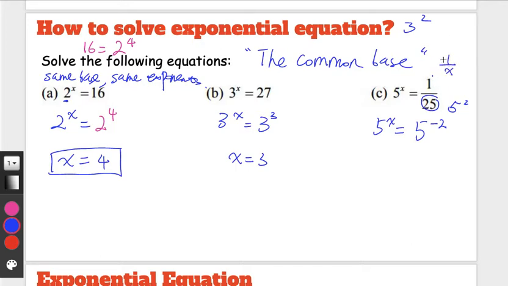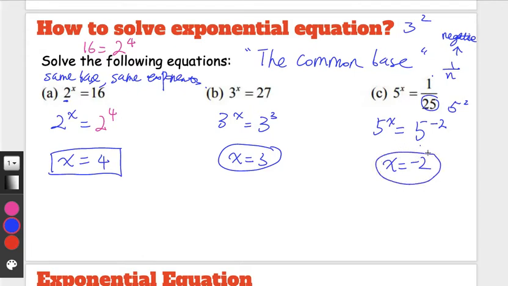So for 1 over something, probably it's not a good idea to use x since our x is the exponent. So let's see, 1 over some number. This one, you can think about the negative exponents. Since we figured out this is negative 2, then x, same base, again same exponent. So this is how we find the answer for this kind of problem.